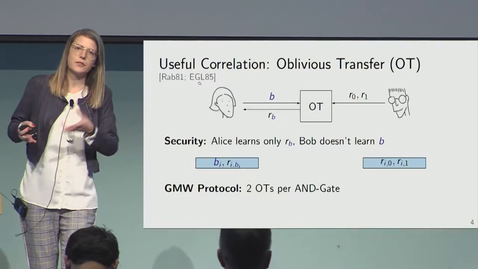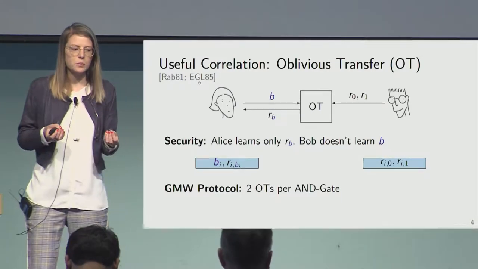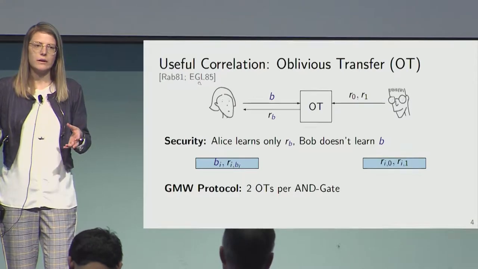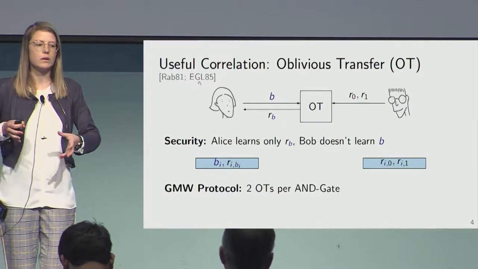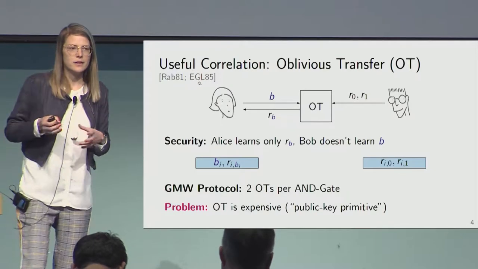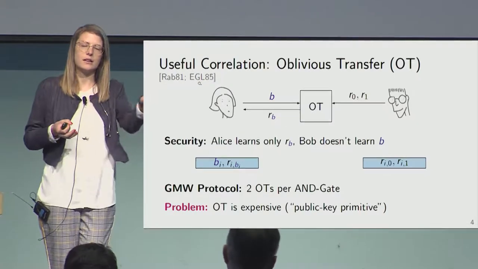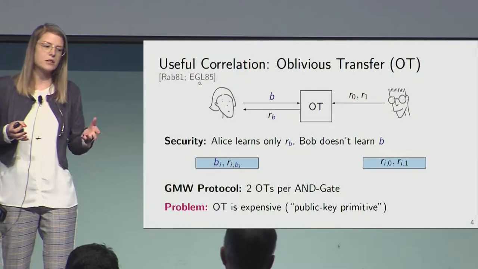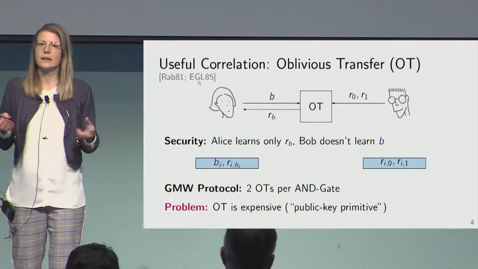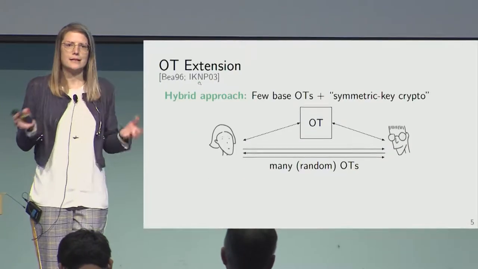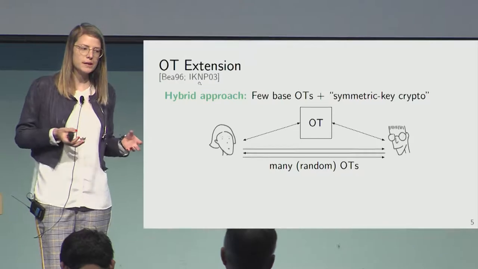And those strings have to be long, typically, to compute circuits. Because why is that? For example, if you consider the GMW protocol, you require 2 OTs per AND gate. So for a huge circuit, you will need a huge number of those correlated OTs. And so the problem, so this is theoretical, if you have OT, we can do this, but this is very expensive. It's computationally expensive because OT lives in the public key world, so it's expensive.